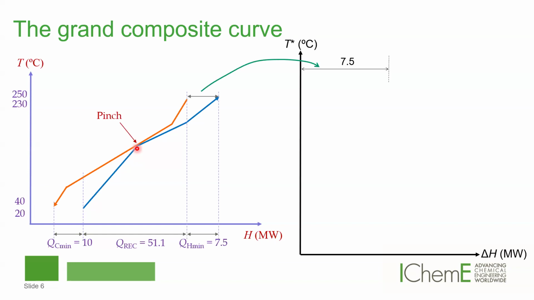So let me show you. This is the graph of the grand composite curve. We have delta H at the bottom and the temperature. But because of the temperature shifting, we named the vertical axis as T asterisk, maybe to represent the shifted temperature, which is different from the original temperature of the composite curve, where here in the original composite curve, we use the actual temperature.